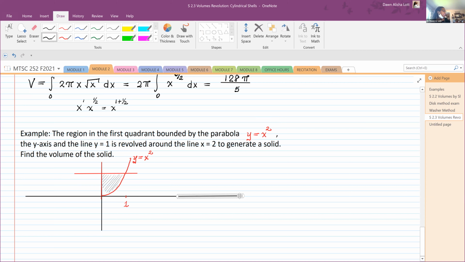Now it says it's revolved about the line x is equal to 2. So let's draw that line. X is equal to 2. I'm going to draw it right about there. Okay, so here is my line, x is equal to 2, and this thing is revolved about that axis. That means I am literally flipping it over. So when I flip it over, give me 1 second.